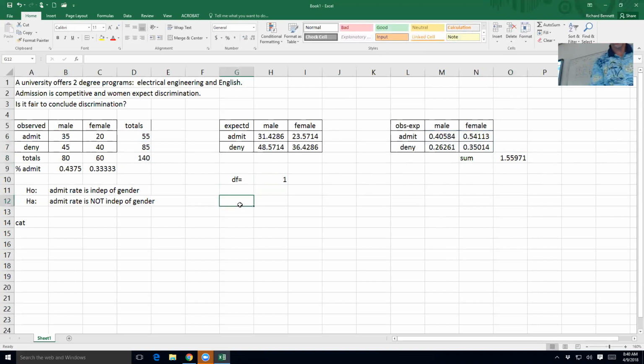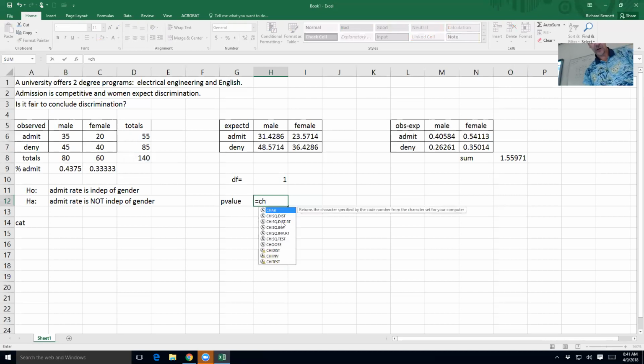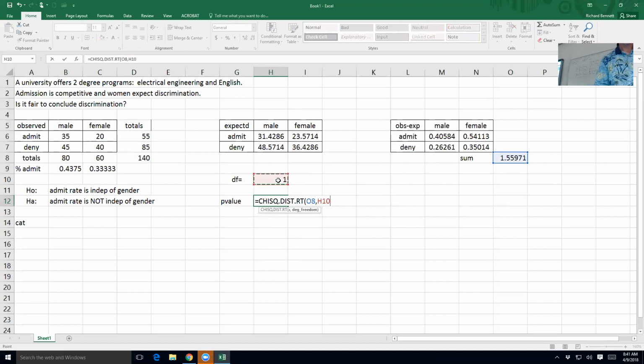Now I need to find my p-value. Okay, I'm going to pick on Samantha. Can you help me find my p-value? Chi-square dist right-tailed. Your sum you just got, which is 1.55. The degrees of freedom in this case is 1 degree of freedom. And I got a p-value of 0.211.